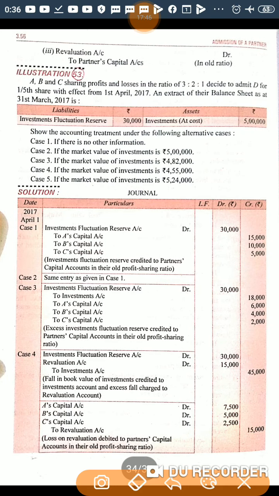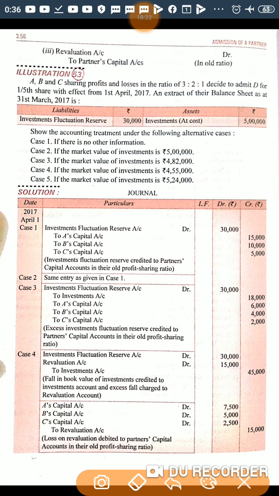Now the next question, investment fluctuation fund. It's a comprehensive illustration. You will use this concept in solving long questions or short questions. It can be asked for 1 mark, 3 marks, 6 marks, or 8 marks. When it is asked for 8 marks, then definitely it is one of the parts of the question.